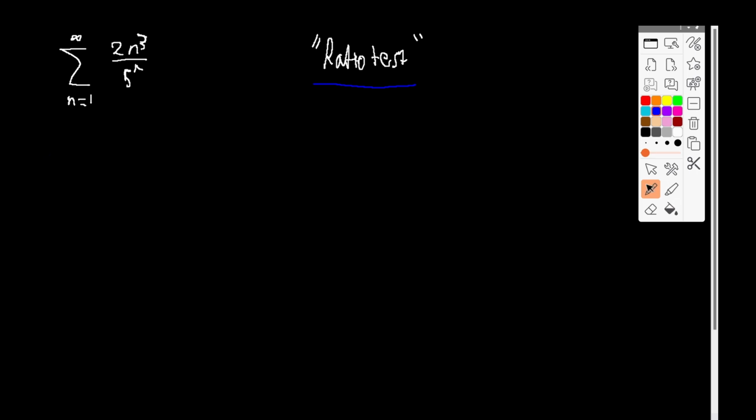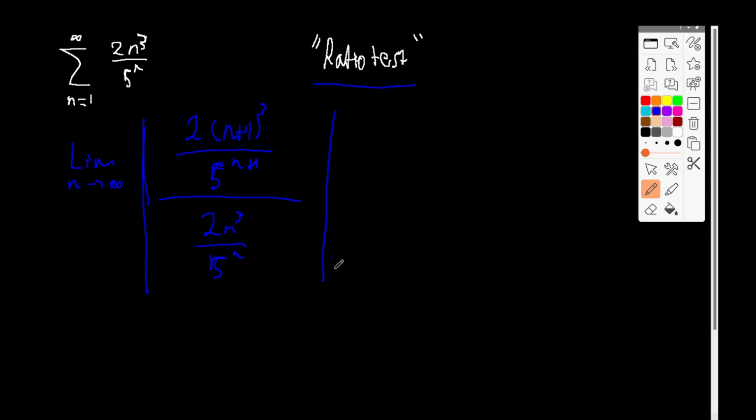So let's go ahead and start. Let's take the limit as n goes to infinity of the absolute value of a sub n plus 1 over a sub n. Let's start with a sub n plus 1, which would simply be 2 times n plus 1 cubed over 5 to the n plus 1, over 2n cubed over 5 to the n. You can write it in a nicer way. You can rewrite it as the limit as n goes to infinity.